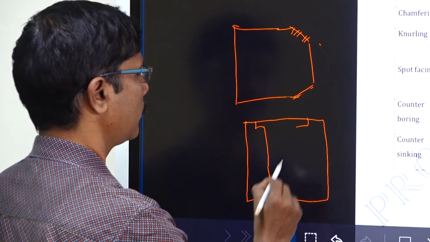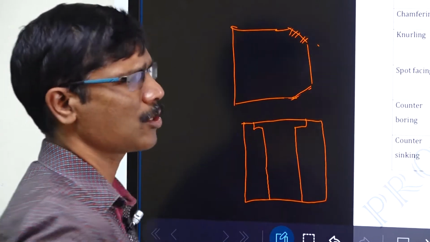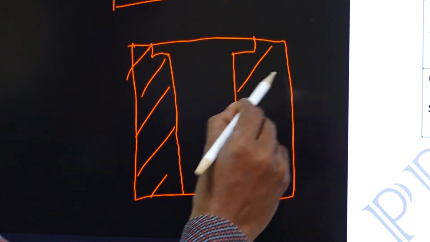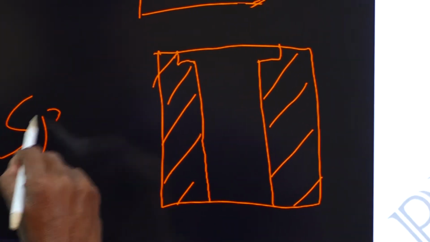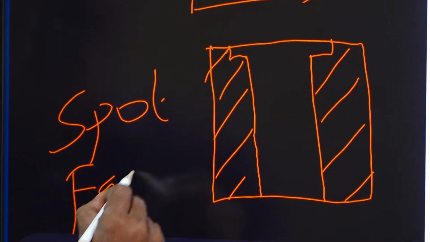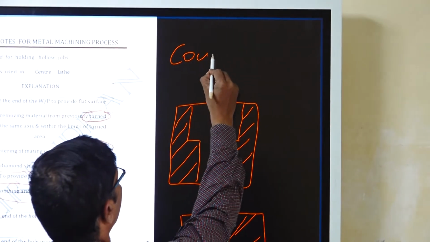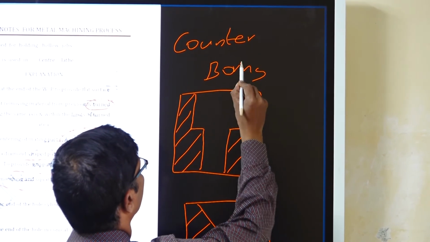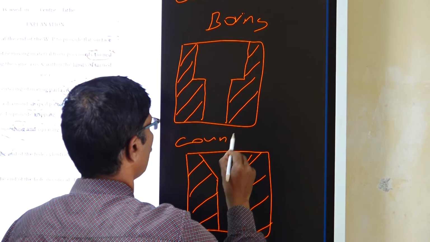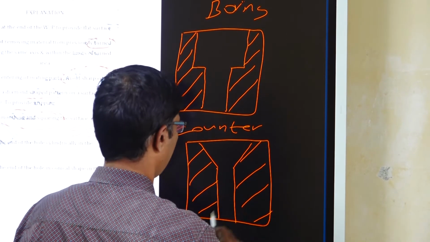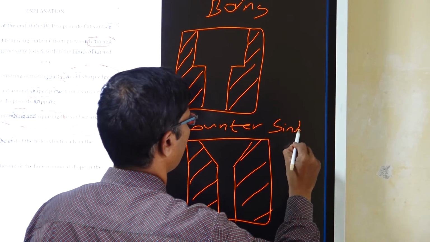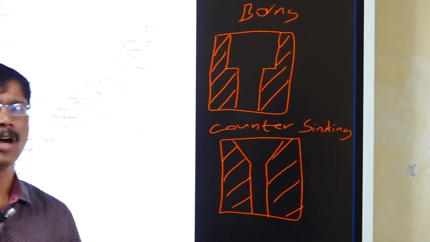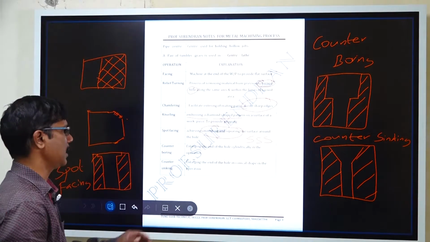So spot facing means smoothing and squaring. This is spot facing. Smoothing and squaring at the end of the hole is spot facing. So this one is spot facing, this one is counter boring, and this one is counter sinking. So we can remember all these operations easily.